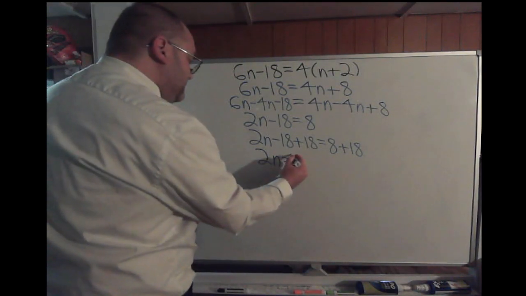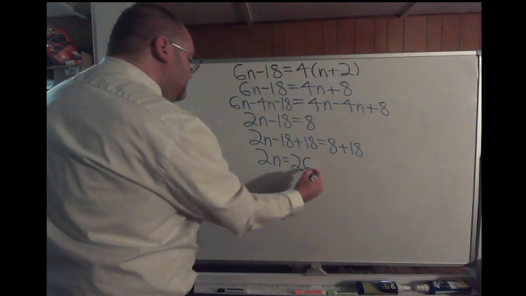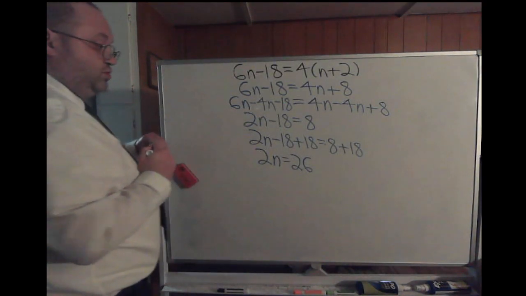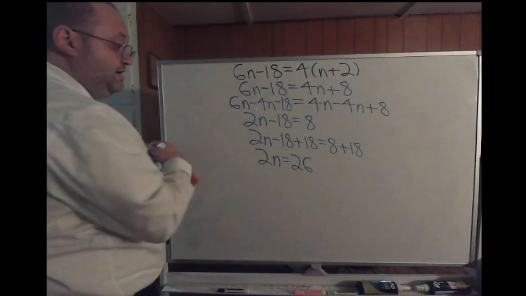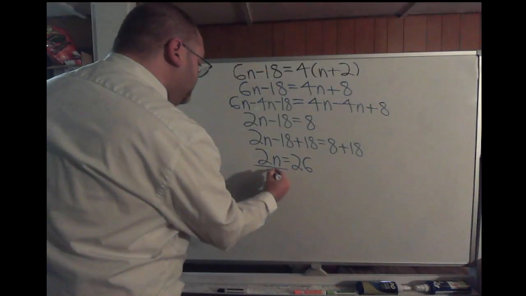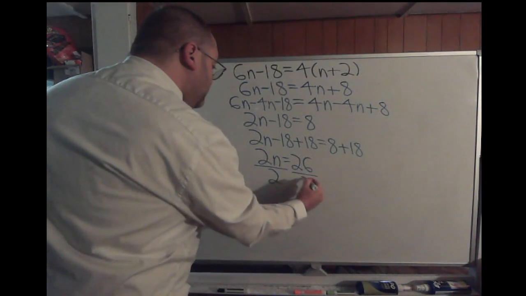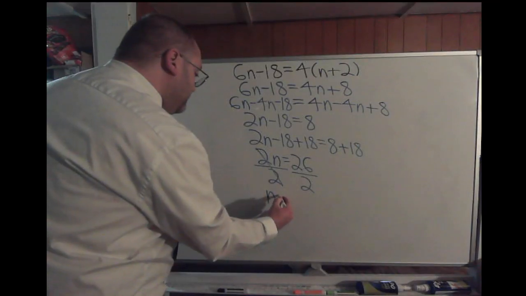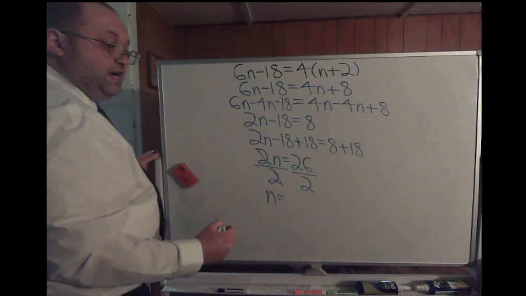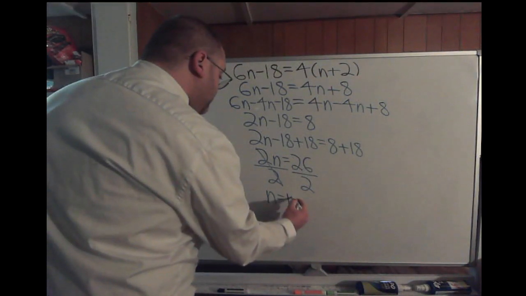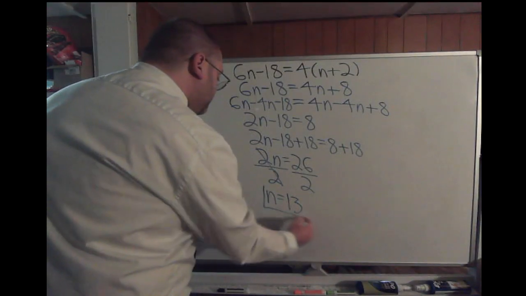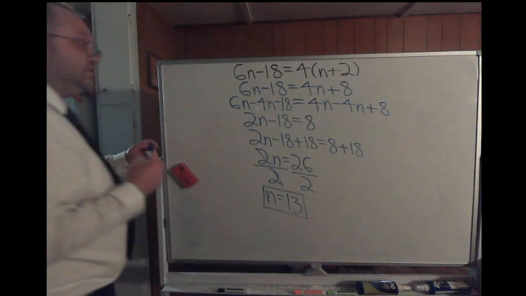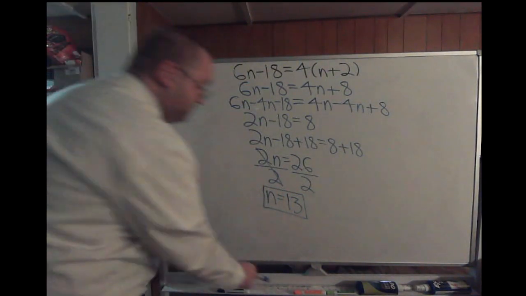That's 26. Now you have 2n equals 26. Well, we just want to solve for n. You got to divide both sides by 2. Left side, the 2's cancel out. You're left with n. That's going to be equal to 26 divided by 2. Well, that's 13. So the solution to this is n equals 13. That's what you would get.